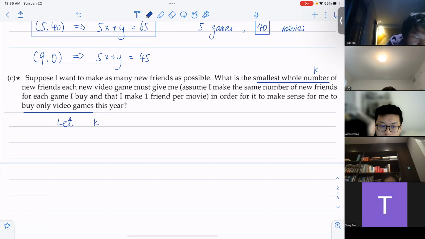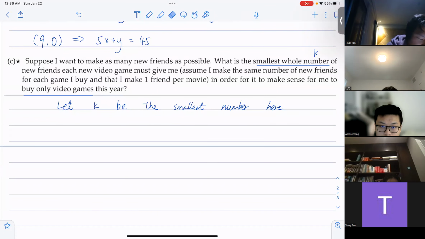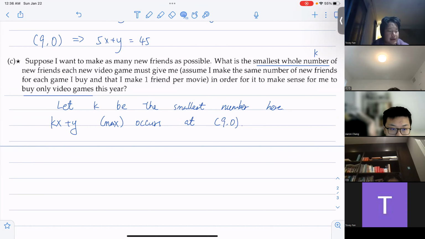So let k be the smallest whole number here. Then that means we're going to work on kx plus y, right? So now the number of friends will be given by kx plus y. And again, we're going to find the maximum value of it. And this maximum value should occur at 90. Very good. Then how do we determine the value of k?